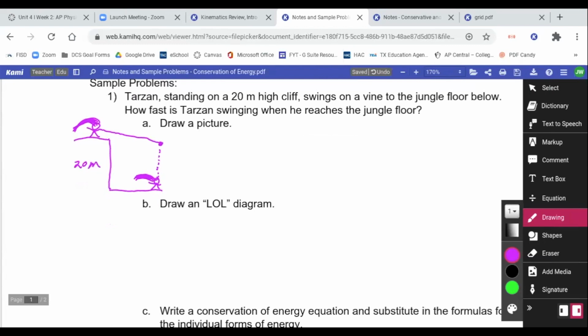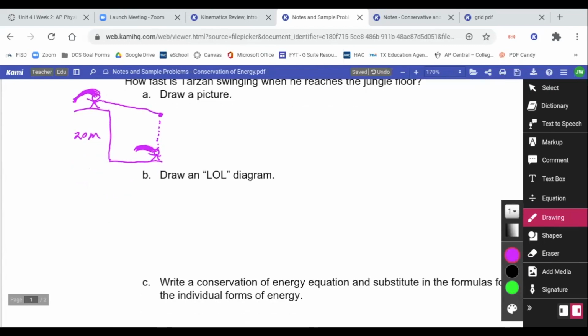Draw an LOL diagram. An LOL diagram is just saying, okay, I'm going to graph the energy I have at the start. And then in the circle, I'm going to put what's in this system. Then you draw the graph of the energy at the finish of the experiment or whatever we're looking at. So the LOL diagram just helps you visualize what's going on. In this case, at the start, he's up on a cliff, so he's got gravitational potential, UG.